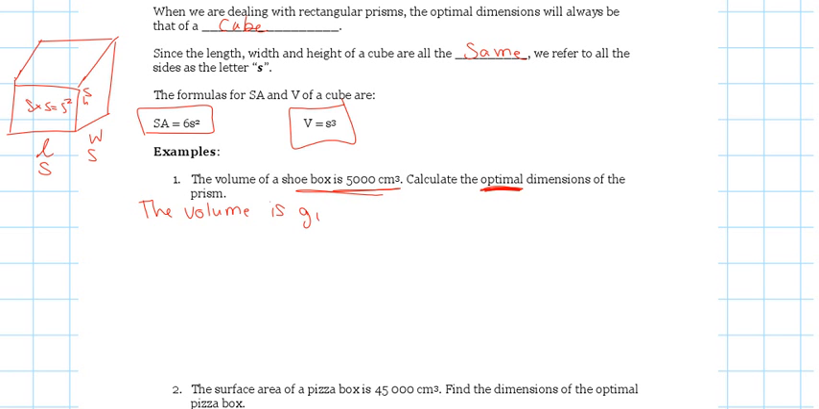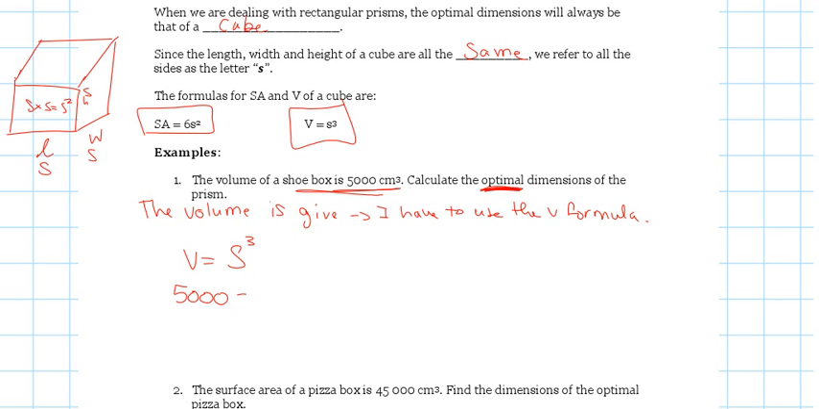So I have to use the volume formula. Does that make sense to you? So now I know that the volume of a cube is S cubed. What's my volume? 5,000.